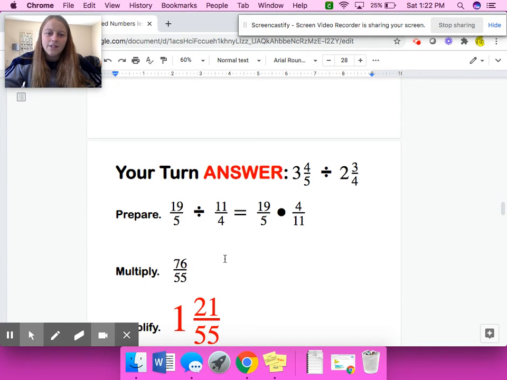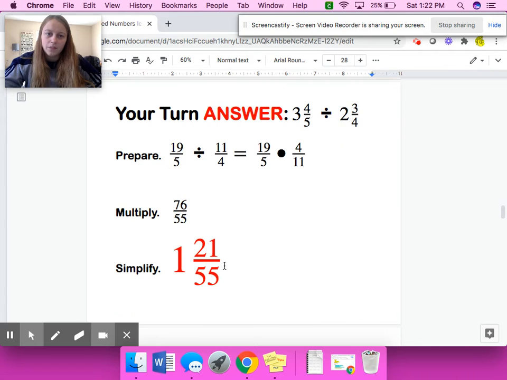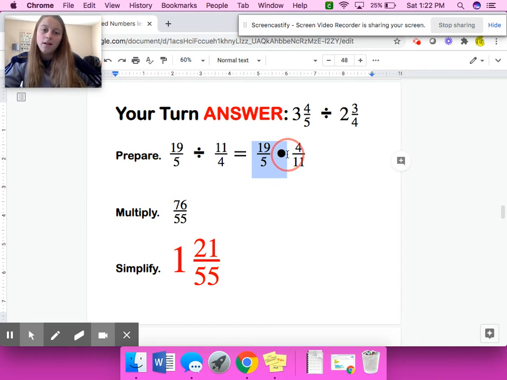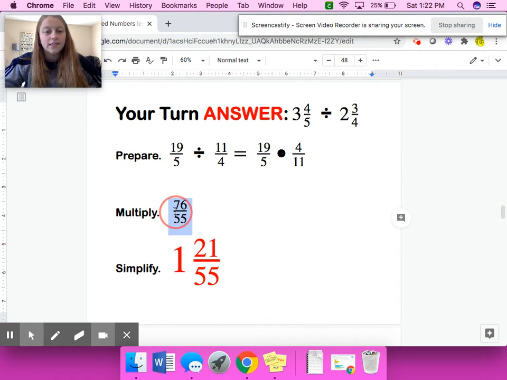So again, I changed both of my mixed numbers to impropers. Did that right here. Then I continued to prepare by changing my division to multiply and flipping my second fraction over. I multiplied across to get 76 over 55. 55 fits into 76 one time with 21 out of 55 left over. I can't simplify any further.